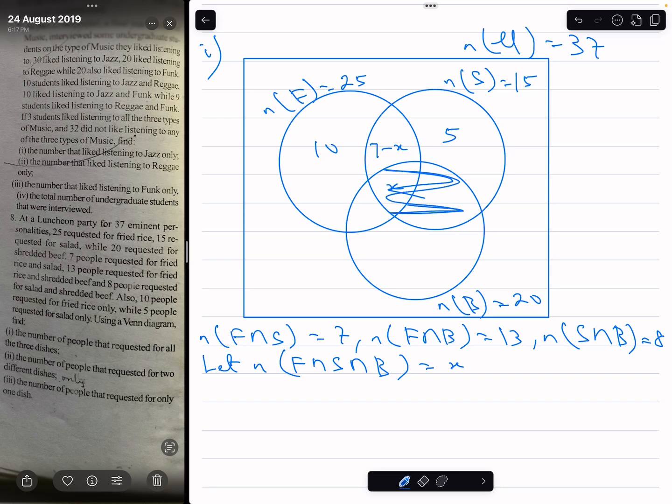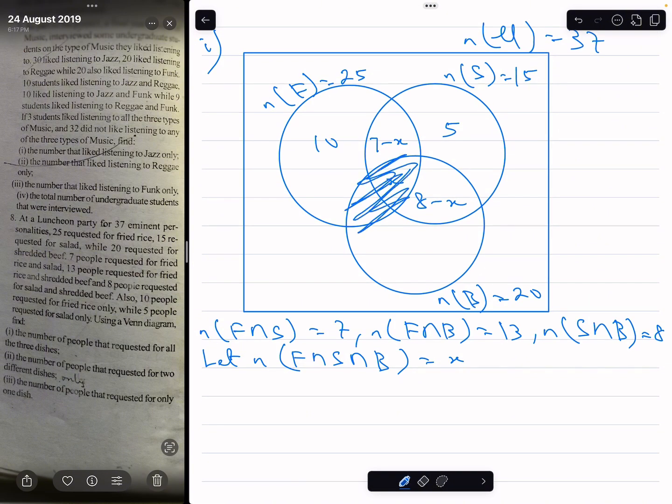The whole of this represents those who requested salad and shredded beef, and that's 8. So salad and shredded beef only will be 8 minus X. The whole of this represents those who requested fried rice and shredded beef. So fried rice and shredded beef only will be 13 minus X, because 13 represents the whole of this.